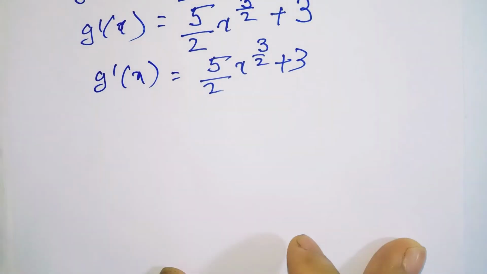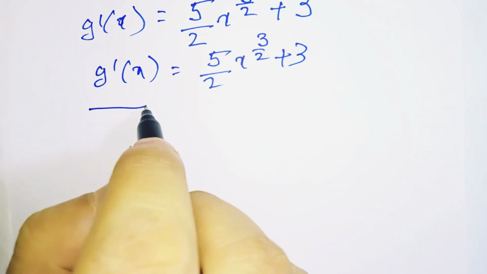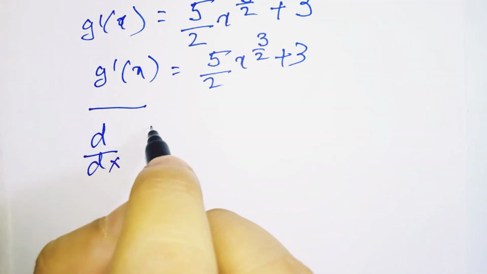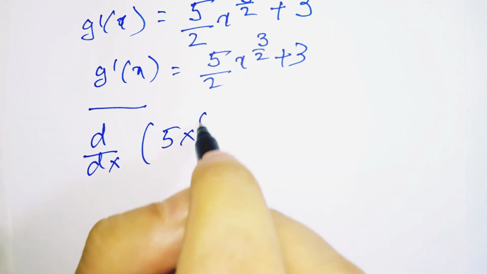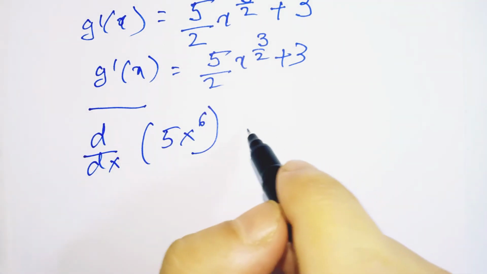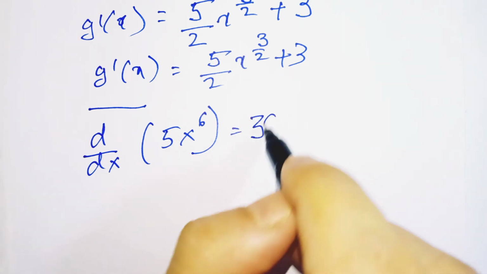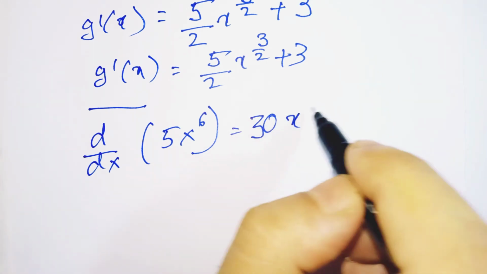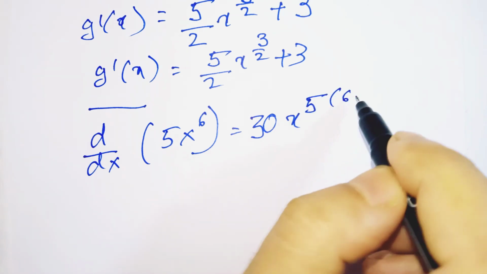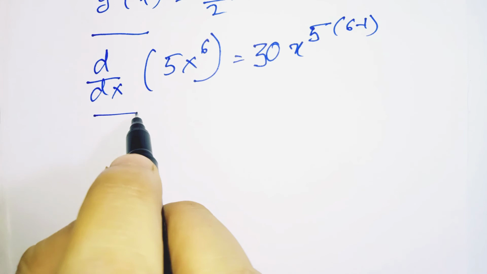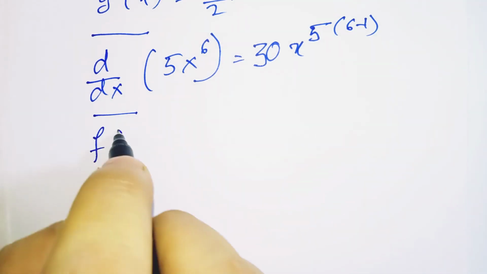So let us see another example. What if I want to find the d by dx of 5x raised to the power 6? So what we do is that we quickly bring things down. So 6 multiplied by 5 would be 30. X raised to the power 6 minus 1 is 5. So just write it, 6 minus 1, right? A few more examples will make things clear.